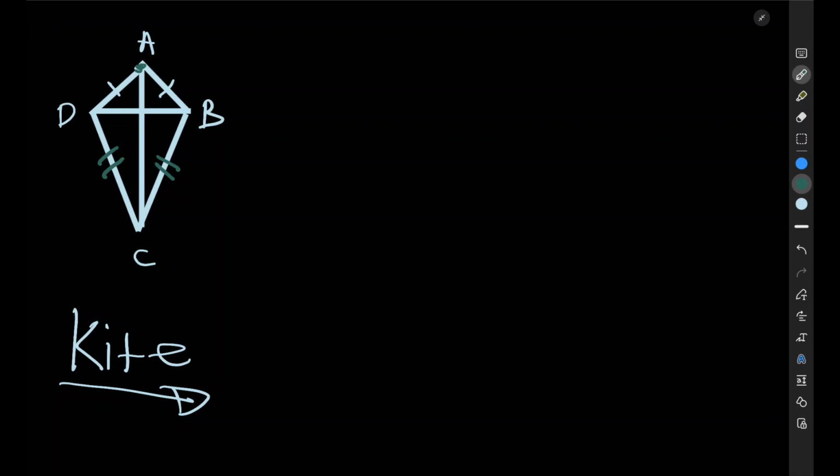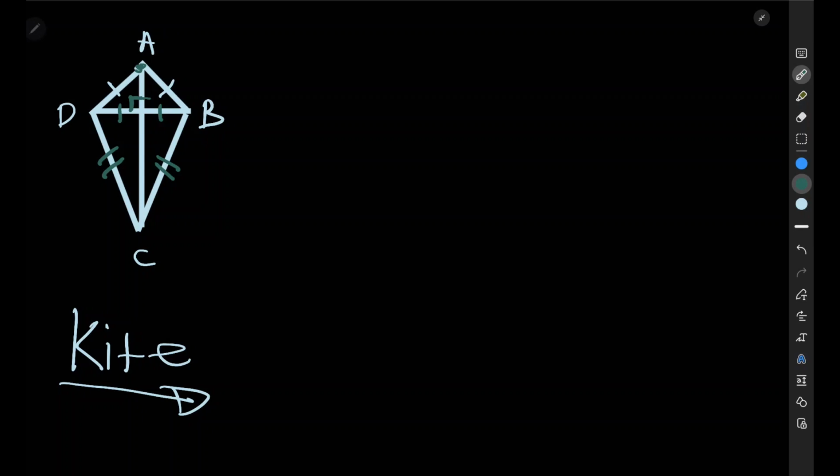Okay, one other thing that we know about a kite is that it has the diagonals. Although they don't really look like diagonals, but they are diagonals, the diagonals bisect each other perpendicularly. And also you have one diagonal, which is this one, which is being bisected equally.